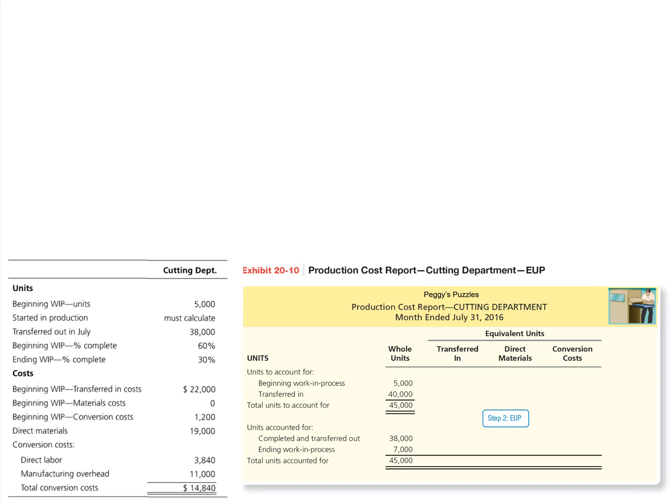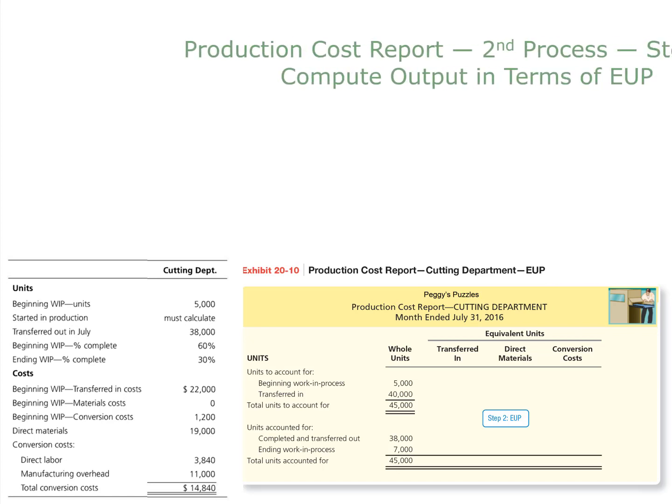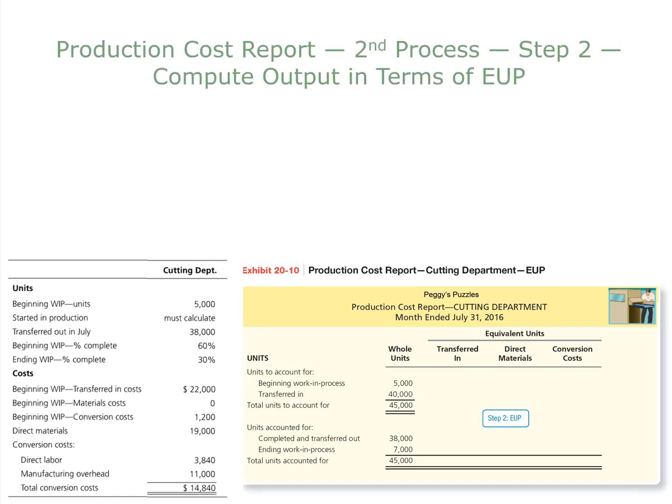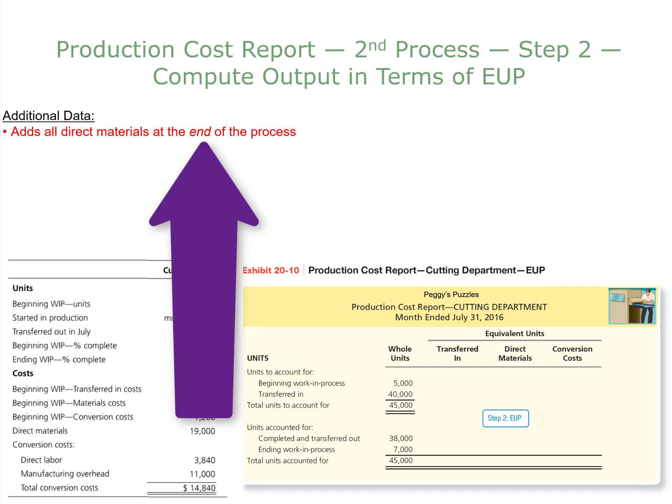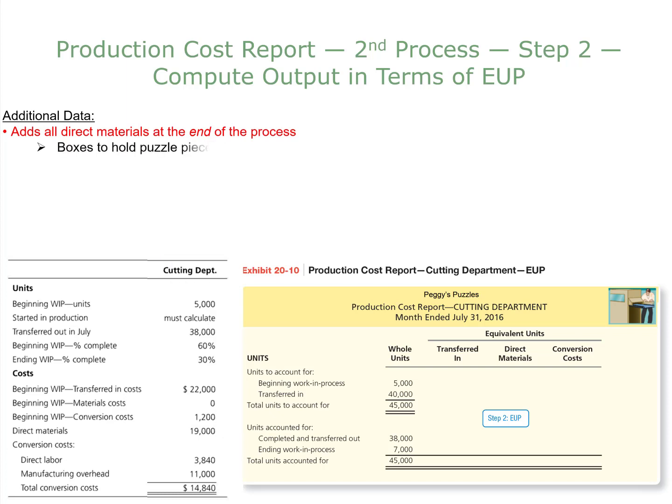Now we move on to step number 2, computing output in terms of EUP, equivalent units of production. First, we need to recall our additional data. So let's talk about what happens within the cutting process. The cutting department of Peggy's Puzzles adds all direct material at the very end of the process. The direct materials used in the cutting department for Peggy's Puzzles are the boxes that hold the puzzle pieces.